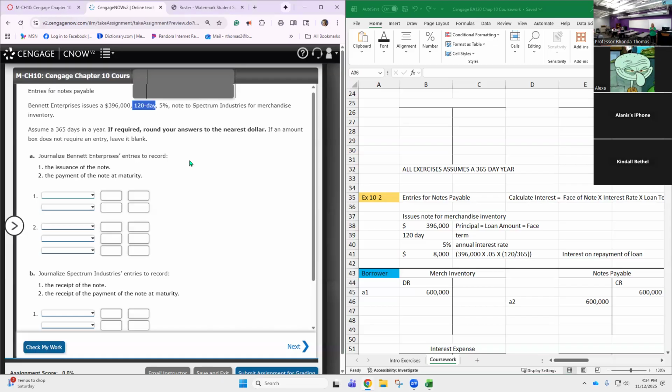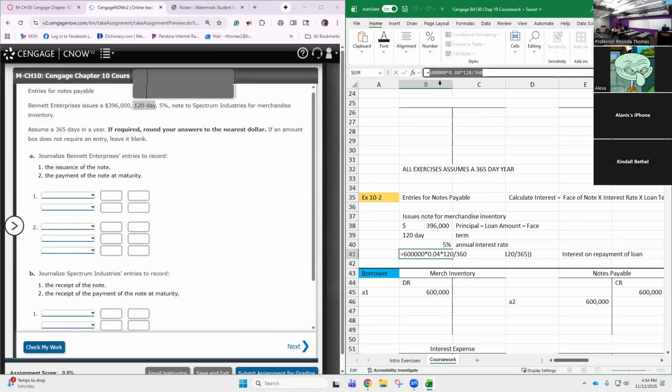So yes, 120 days is usually about 3 months, thereabouts. But we're not going to worry about months. We're going to keep it in days. So here's what I've got. I've got 396,000 times 5%.